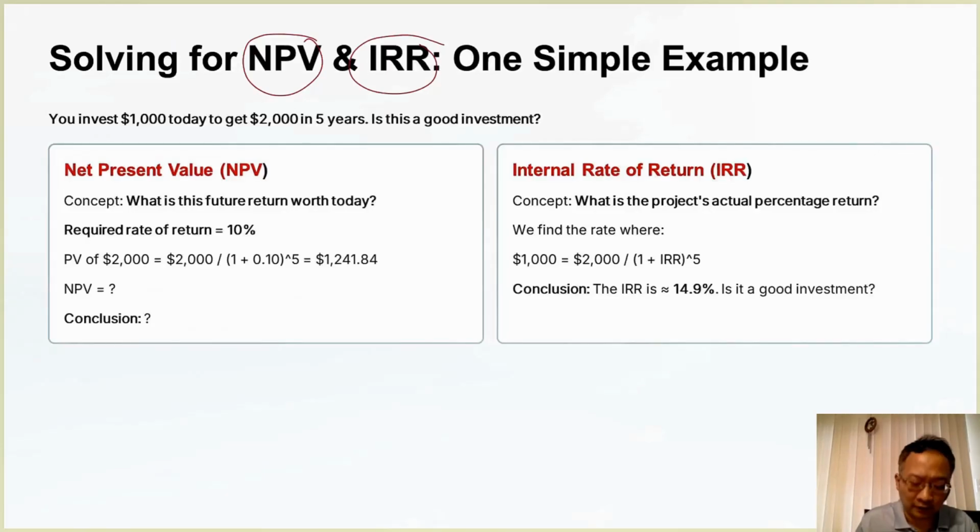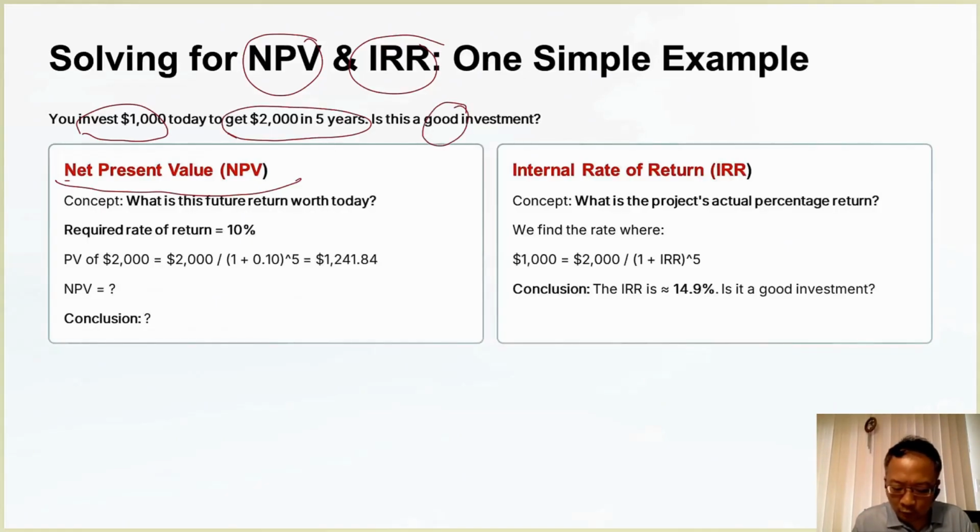Let's look at a very simple example and see how NPV is calculated. Okay, suppose we invest $1,000 now. Then, 5 years from now, we'll get $2,000 back. Is this a good investment? Now, what does good mean? There are actually some very important and different criteria for this. So, what exactly is good?